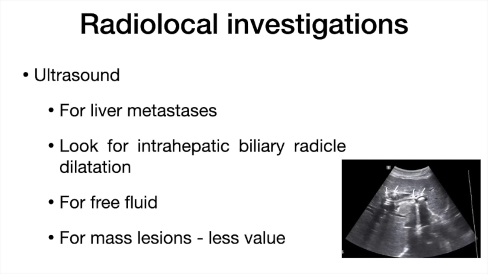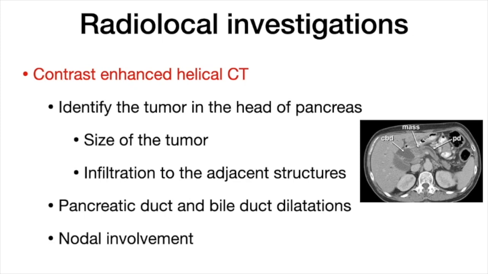Look for any intrahepatic biliary radicle dilatation, and for any free fluid in the peritoneal cavity or any mass lesion. For a mass lesion, USG is of less value, so we need a higher investigation, that is contrast enhanced helical CT. It will identify the tumor, and help detect the size of the tumor, infiltration into adjacent structures, pancreatic duct and bile duct dilatation, and nodal involvement. All these can be clearly understood from the CT.